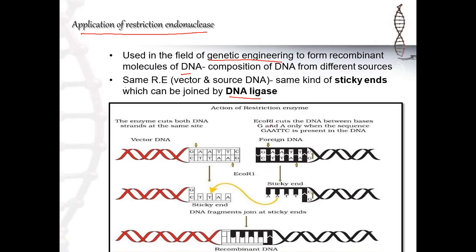Let's look at this. So, actions of restriction enzyme. Let's read. The enzyme cuts both the DNA strands at the same site. So, for example, this is the vector DNA. We have a restriction enzyme, and it cuts this portion. For example, the enzyme used here is EcoRI. It cuts the DNA between the bases G, guanine, and A, adenine.